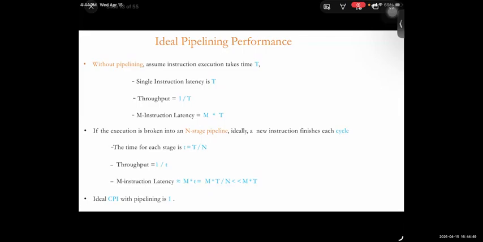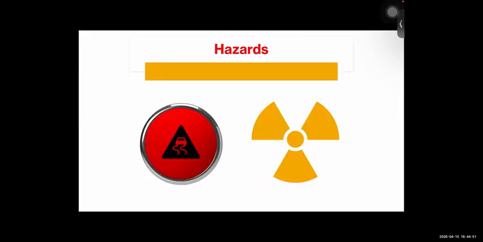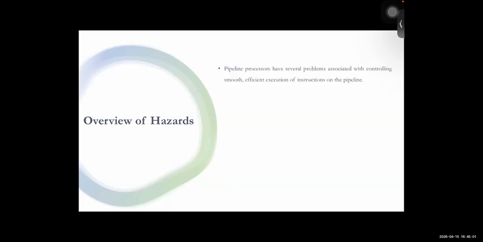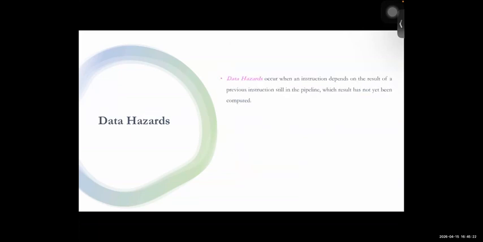Okay. To talk about the difficulties or challenges in that, there are three hazards. One is structural hazard. In the structural hazard, this happens because at a given time, multiple instructions are trying to access the same resource. That is structural hazard.